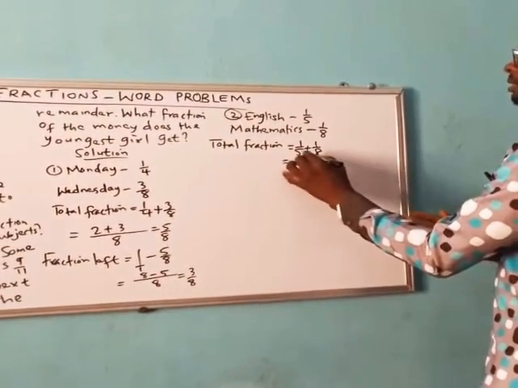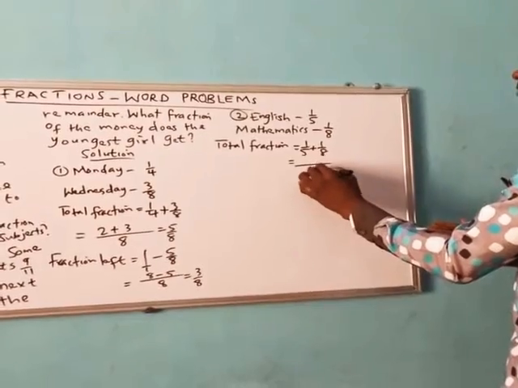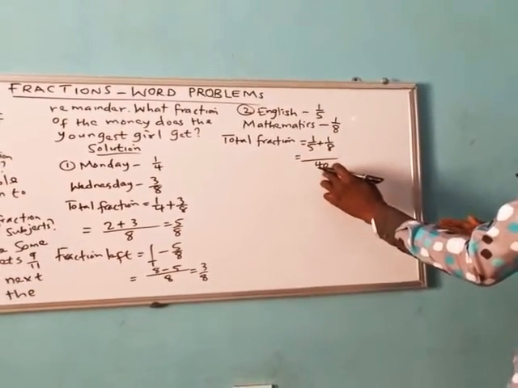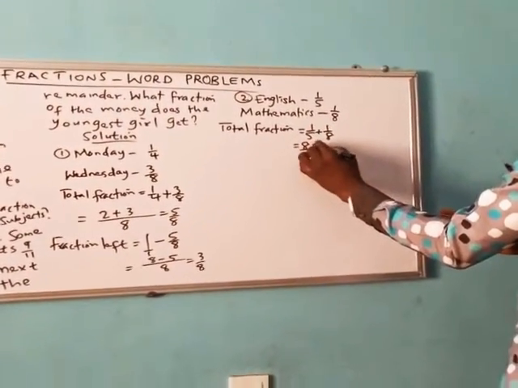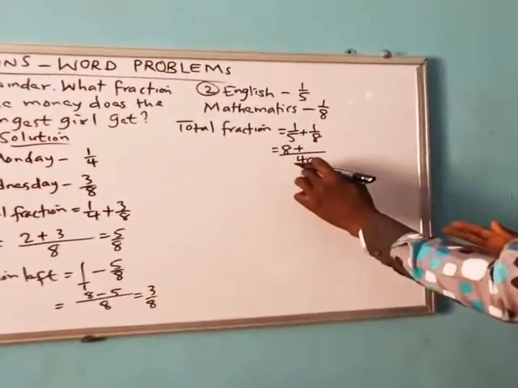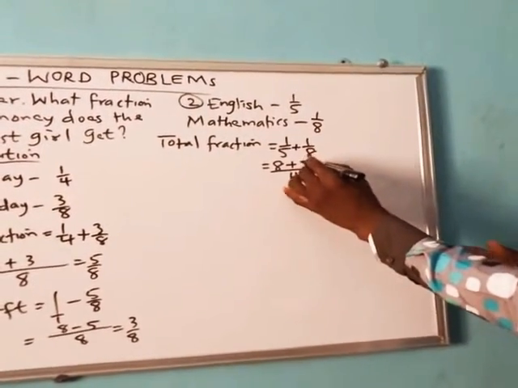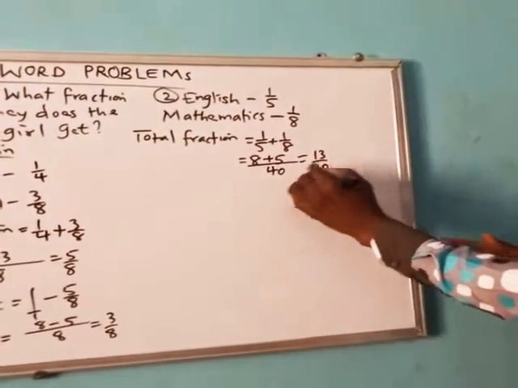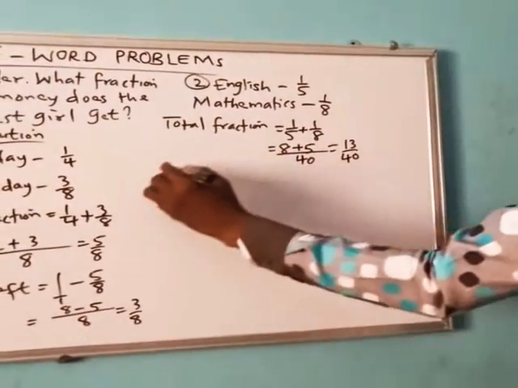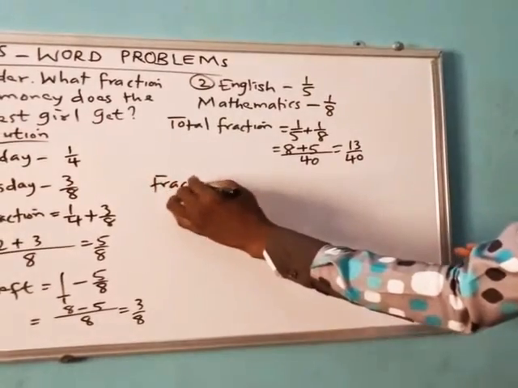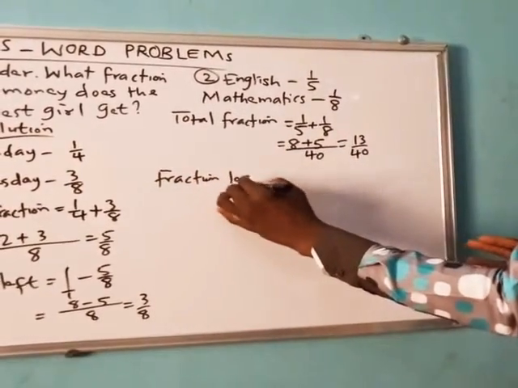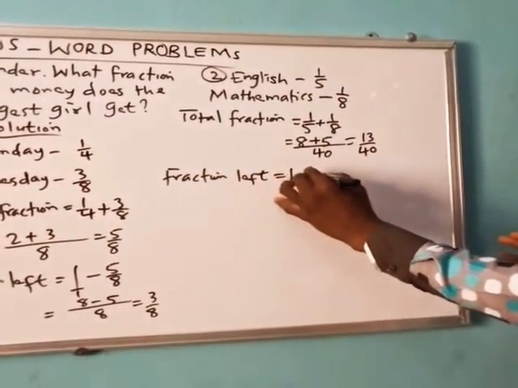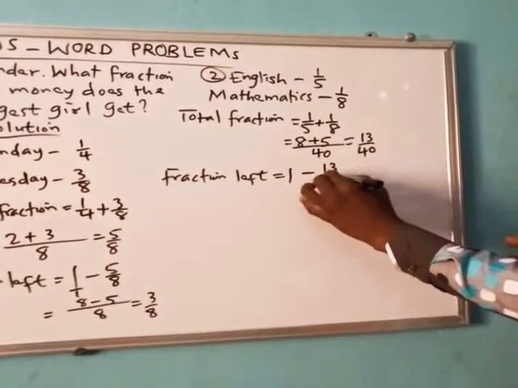The LCM, 8 times 5, 40. The LCM is 40. 5 in 40, 8. 8 times 1, 8. Plus 8 in 40, 5. 5 times 1, 5. So 8 plus 5 will give you 13/40. So this is the total fraction. So the fraction left will be one whole number minus 13/40.